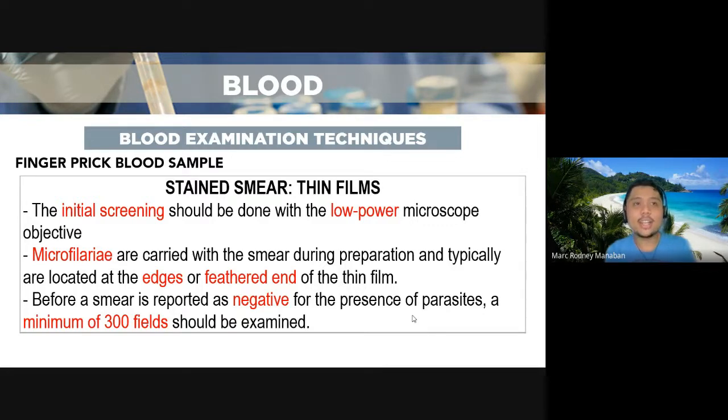So initial screening, you still do it under LPO. Microfilariae, again, can be examined under LPO. And they are usually found at the edges of your smear, because they are heavy, they can be concentrated here, or at the feathered end of the thin film. And similar with your thick films, you examine at least 300 fields, oil immersion still, before you report a negative result. Okay. All right.